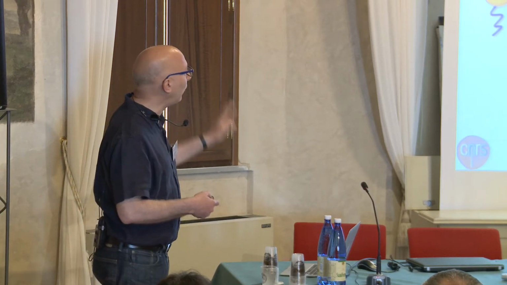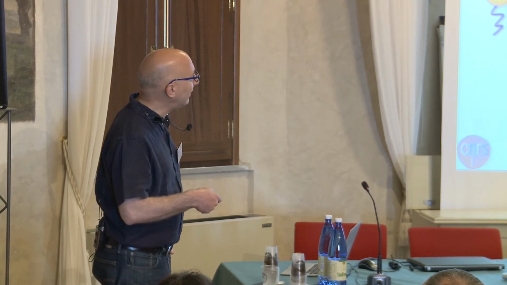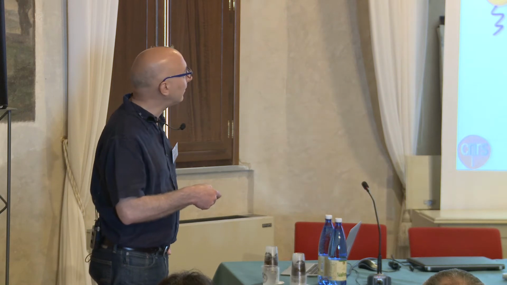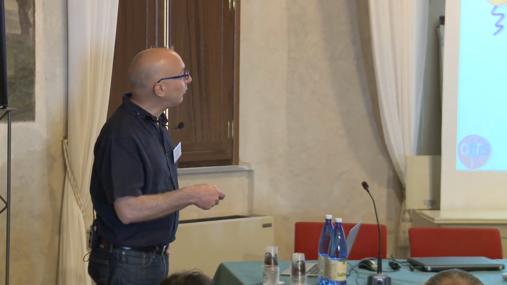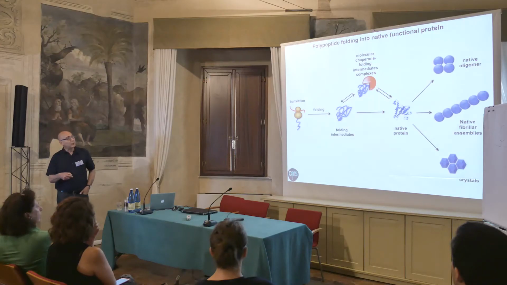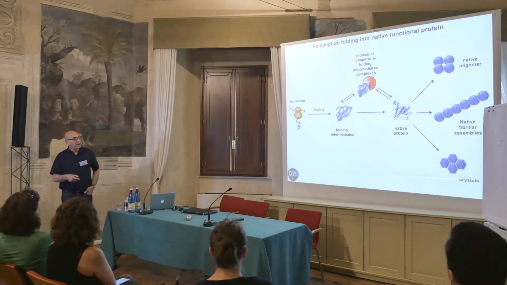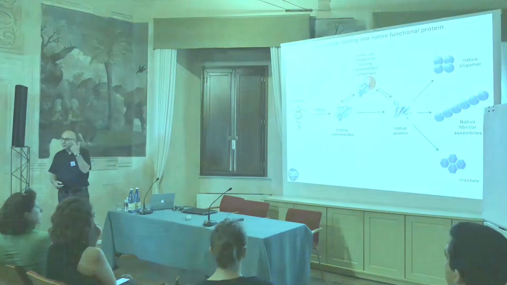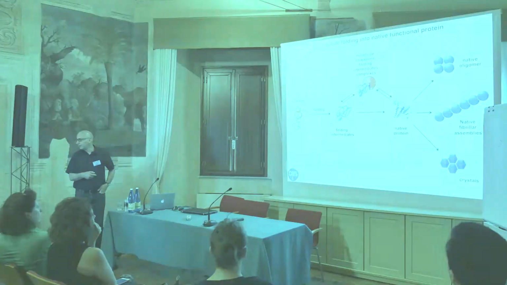So this is really a basic scheme that I'm pretty sure you all are familiar with. The proteins are newly translated. They populate folding intermediates. Some of these folding intermediates will fold into a native protein, which will oligomerize to form quaternary structure, like hemoglobin tetramers. Fibrils, like actin filaments. Crystals, like in the lens. You are watching me through your lenses. And in some cases, you do need a class of molecules called molecular chaperones to assist the protein to reach the native state.